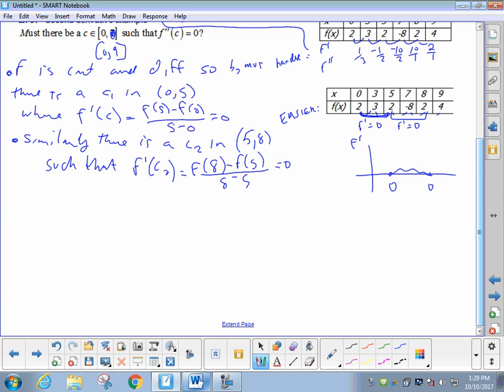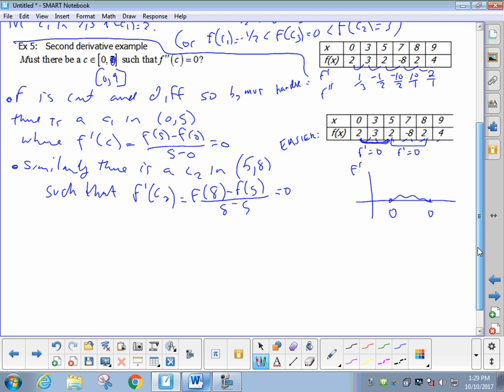Okay, so I found two places where the derivative has to be 0. I call them C1 and C2, yeah? But if the derivative is 0 at one place and 0 later, then regardless of what the derivative did in between, doesn't there have to be a place where the slope of the derivative graph has to be 0, yeah? So let's say it here.